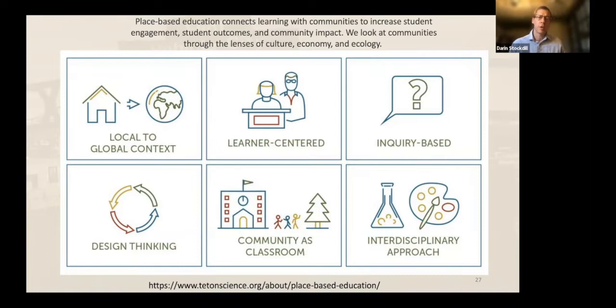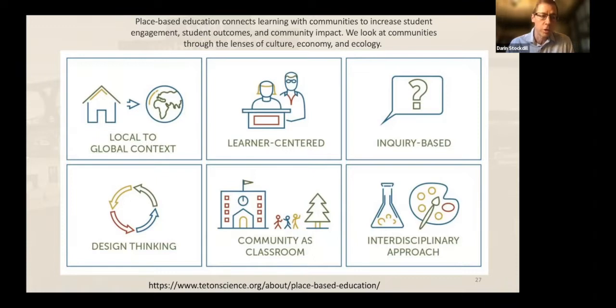In their framework, place-based education connects learning with student engagement, student outcomes, and community impact. It really looks at communities through this three-part lens of culture, economy, and ecology. So it helps students learn about their own communities through the cultural resources, the economic resources, and the ecological resources, and the tension between all three as they come into interaction with each other.